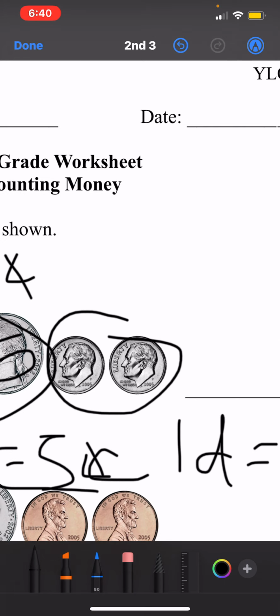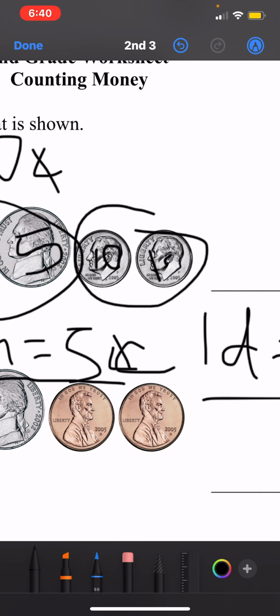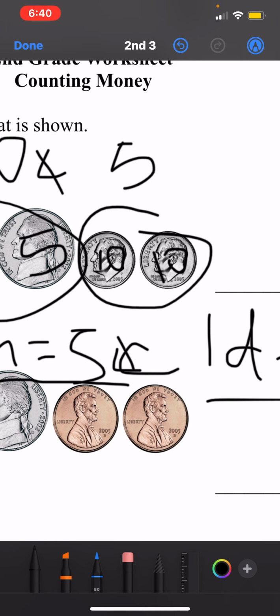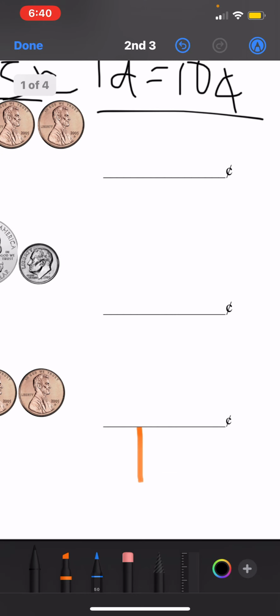Here we have two dimes. One dime equals 10 cents. So we're gonna add those two. 10 plus 10 is 20 cents. And now all we have to do is just add 50, 10, and 20. Let's do that here.